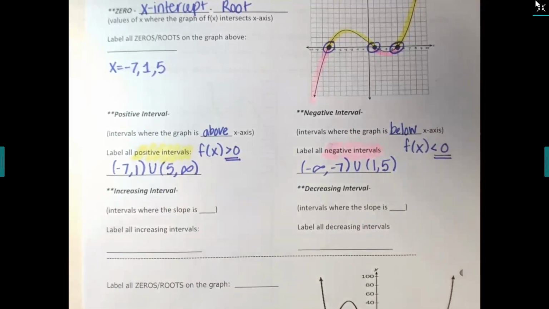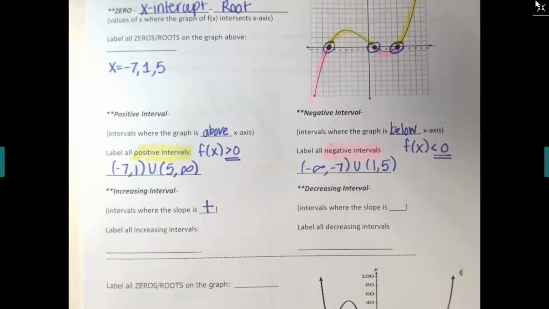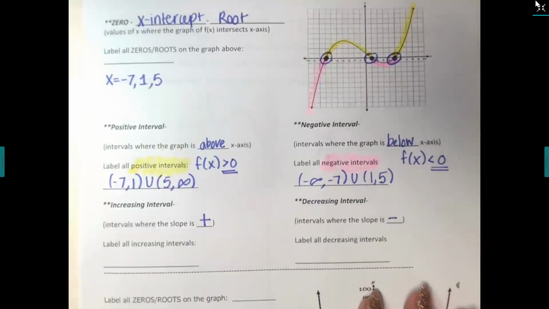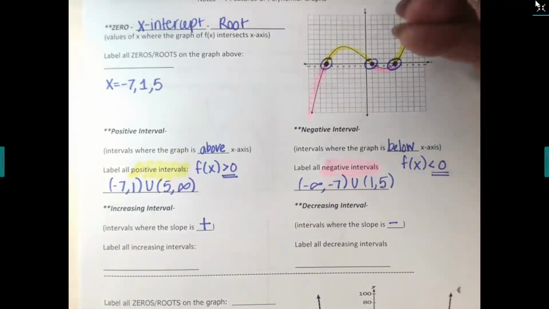All right, so then the other thing that we're going to talk about is increasing and decreasing intervals. An increasing interval is going to be where the slope is positive, and a decreasing interval is going to be where the slope is negative. So this is not referring to above or below the x-axis, but the actual direction that the function is going. So look at your graph. I see that my graph starts off uphill.